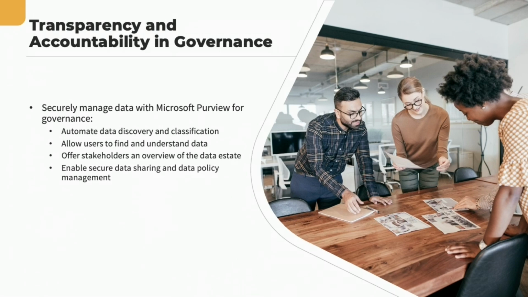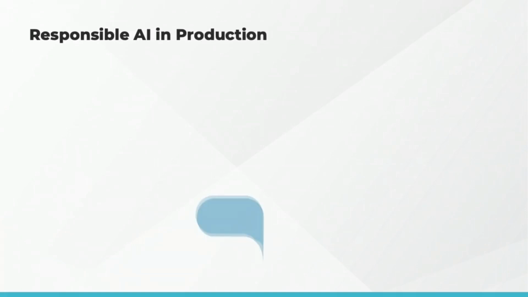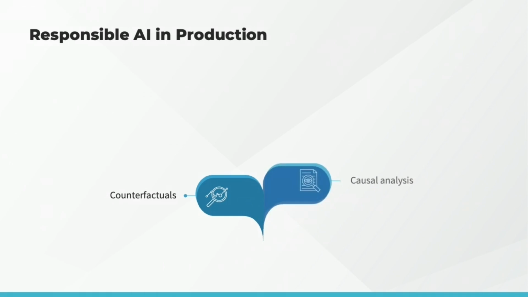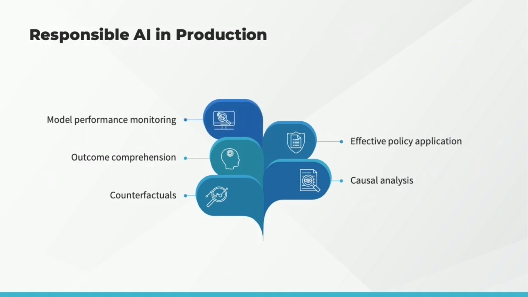Together, Purview for Governance and Responsible AI Scorecard form a robust framework for ethical AI development, ensuring fairness, transparency, and compliance in AI applications. Azure's approach emphasizes the use of counterfactuals and causal analysis to understand outcomes and apply policies effectively. It also includes model monitoring to track and optimize performance, addressing data drift and quality issues.